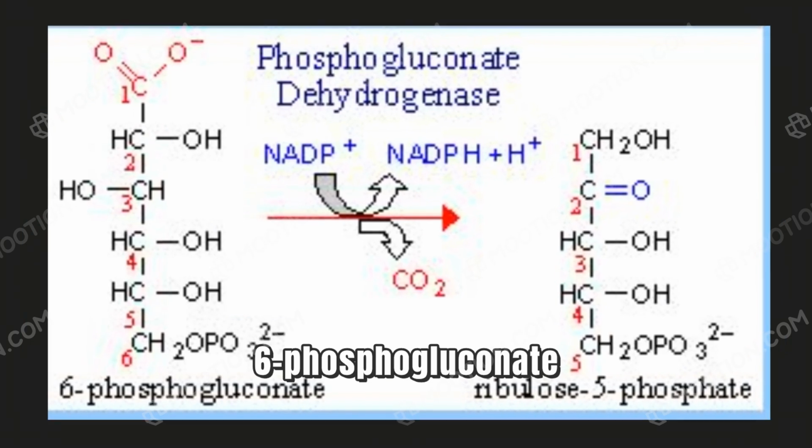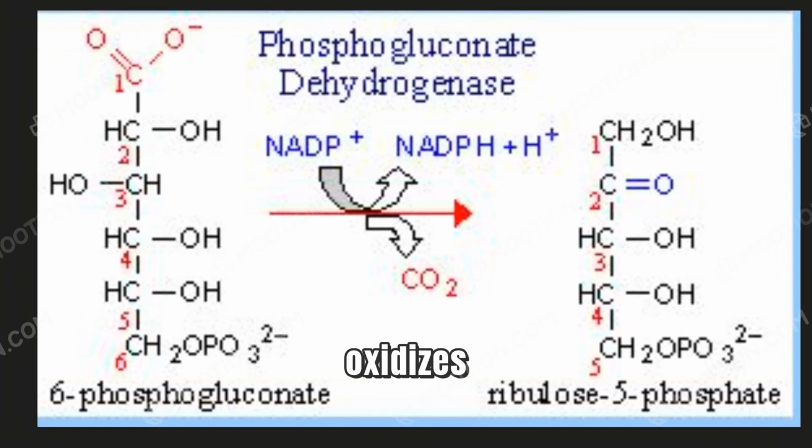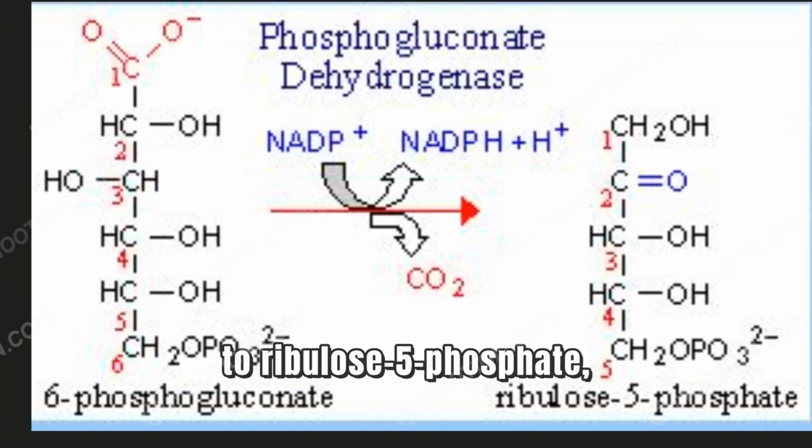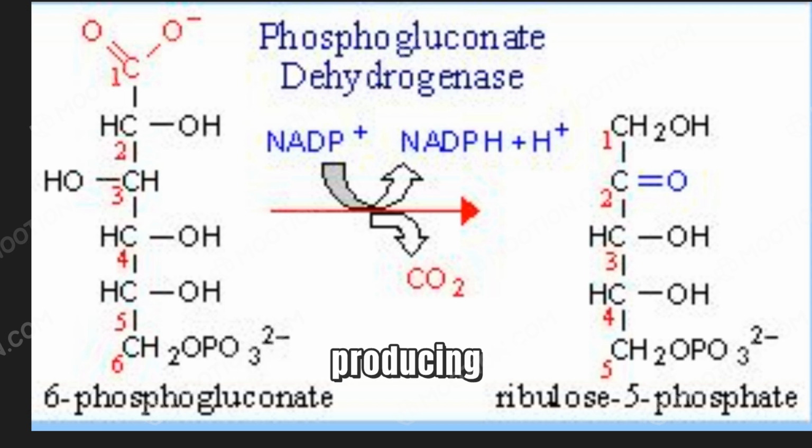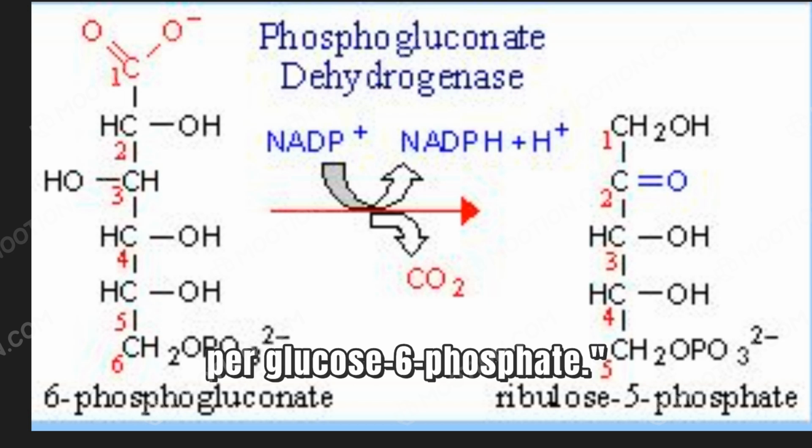Step 3: 6-phosphogluconate dehydrogenase oxidizes this to ribulose 5-phosphate, producing another NADPH and releasing CO2. So the oxidative phase gives us 2 NADPH per glucose 6-phosphate.